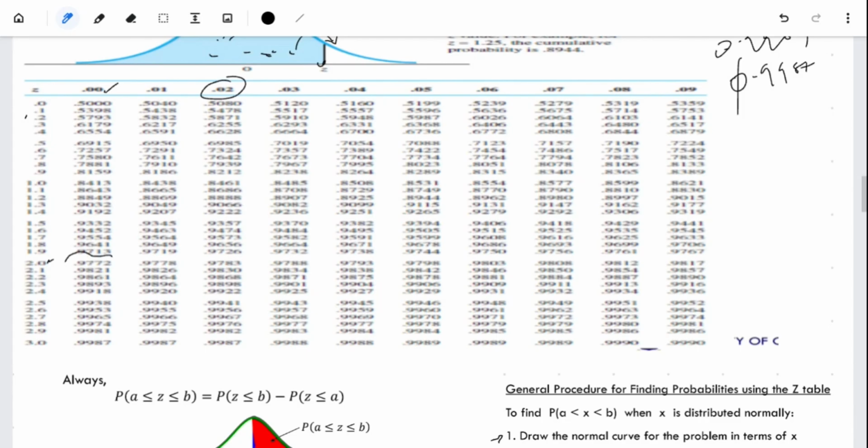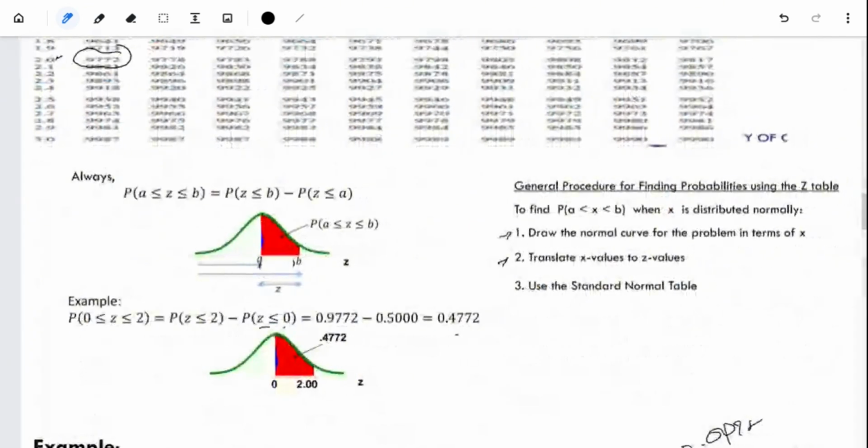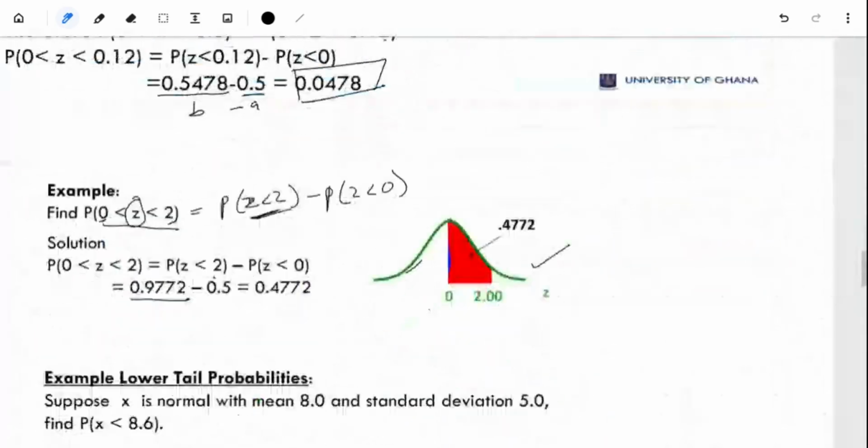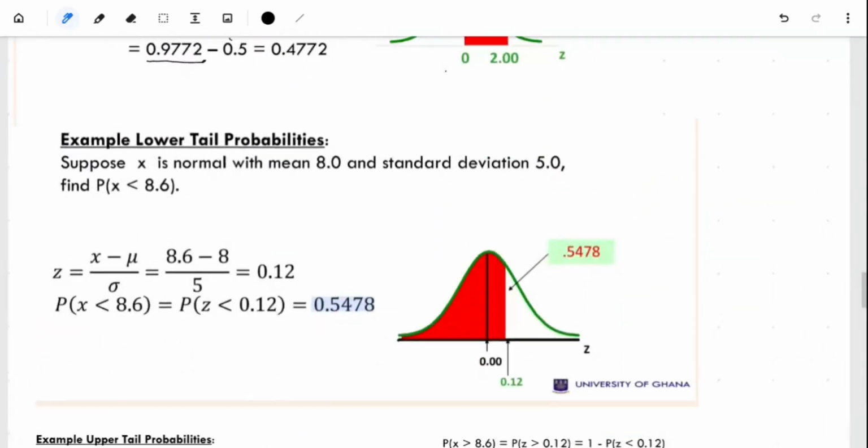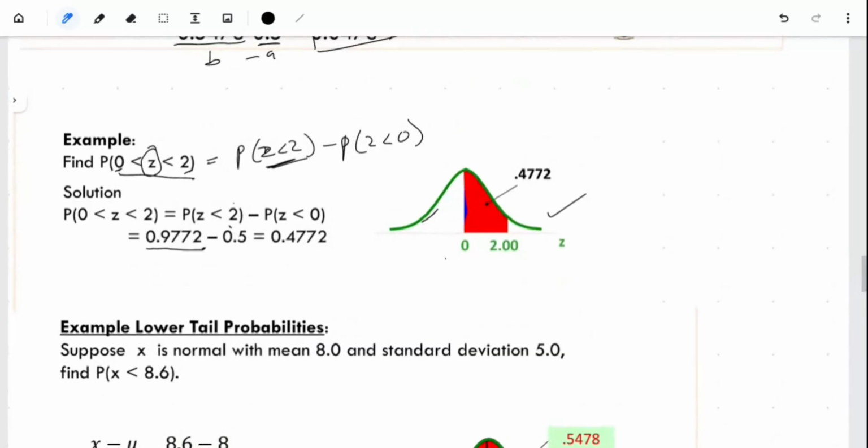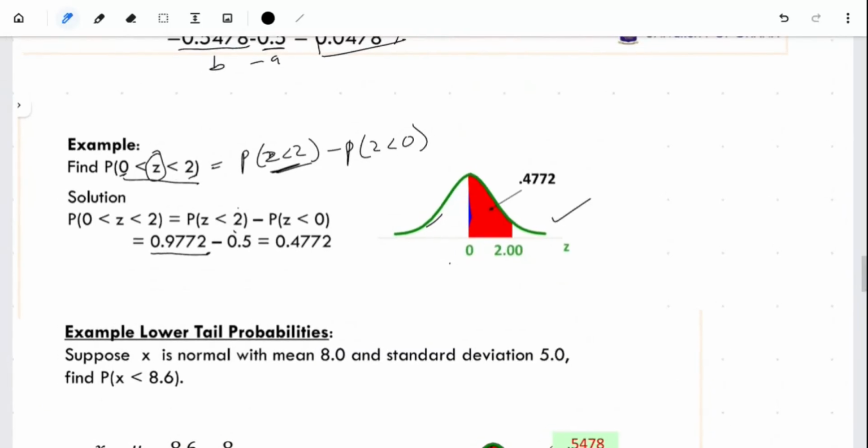So we have 0.9772, and when it's 0, you have 0.500. So we move back to our question, where 0.9772 and then 0.500. So when you subtract this, you're going to get this probability, and this represents your probability here, your interval.